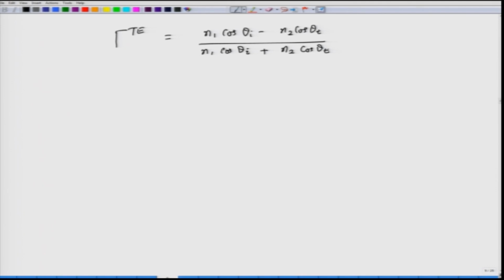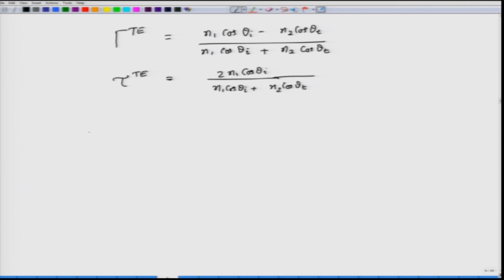Again, n1 and n2 are the first and second media. For the transmission coefficient, please note that these are all ratios of amplitudes, they are not powers. The transmission coefficient is given by 2 n1 cos theta I divided by n1 cos theta I plus n2 cos theta t. So, the denominator would essentially be the same for both. Now, let us look at certain cases.